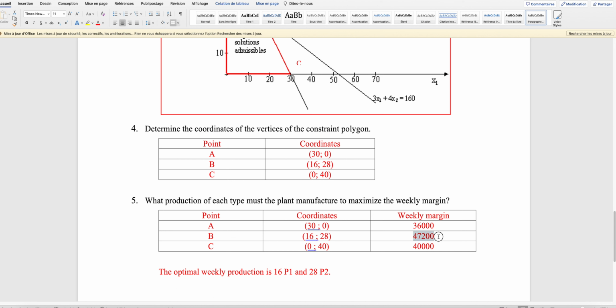So the maximal benefit is 47,200 euros. It corresponds to the point B. So the optimal weekly production is 16 P1 and 28 P2.